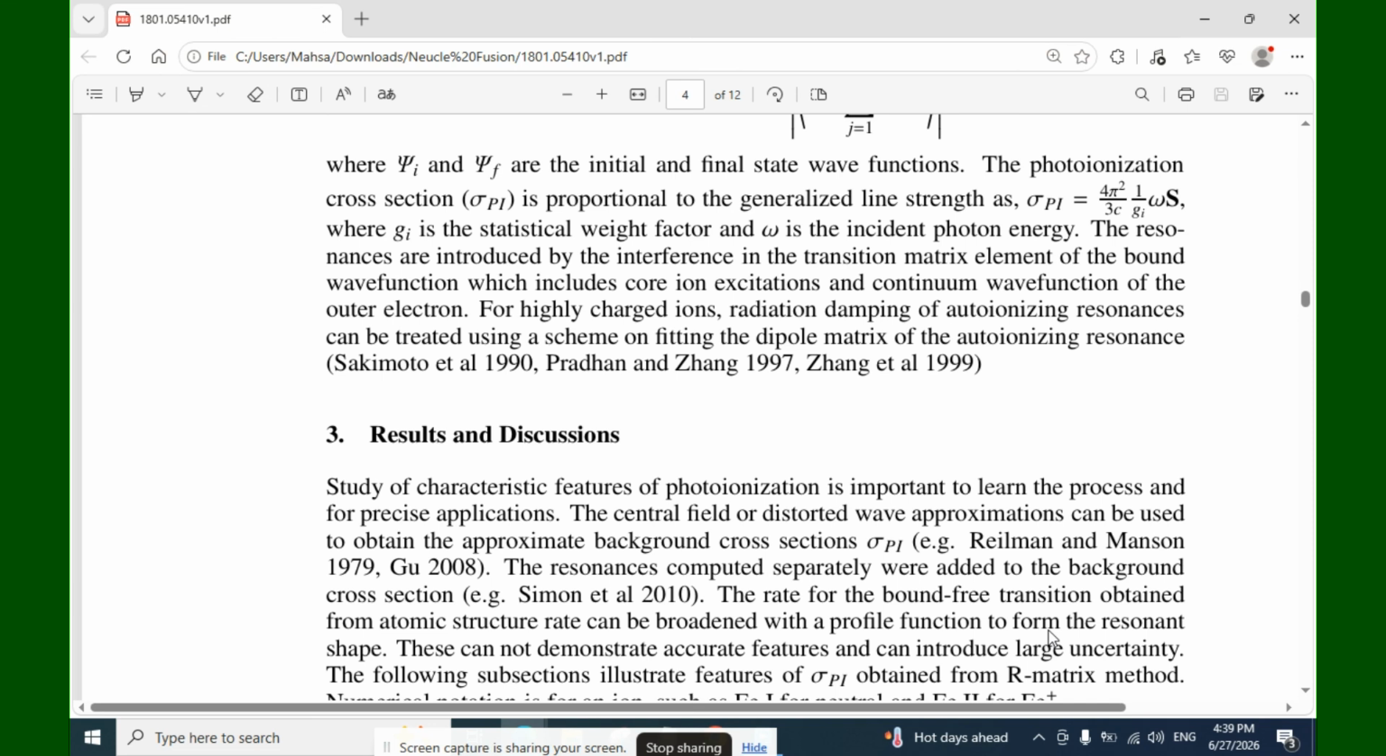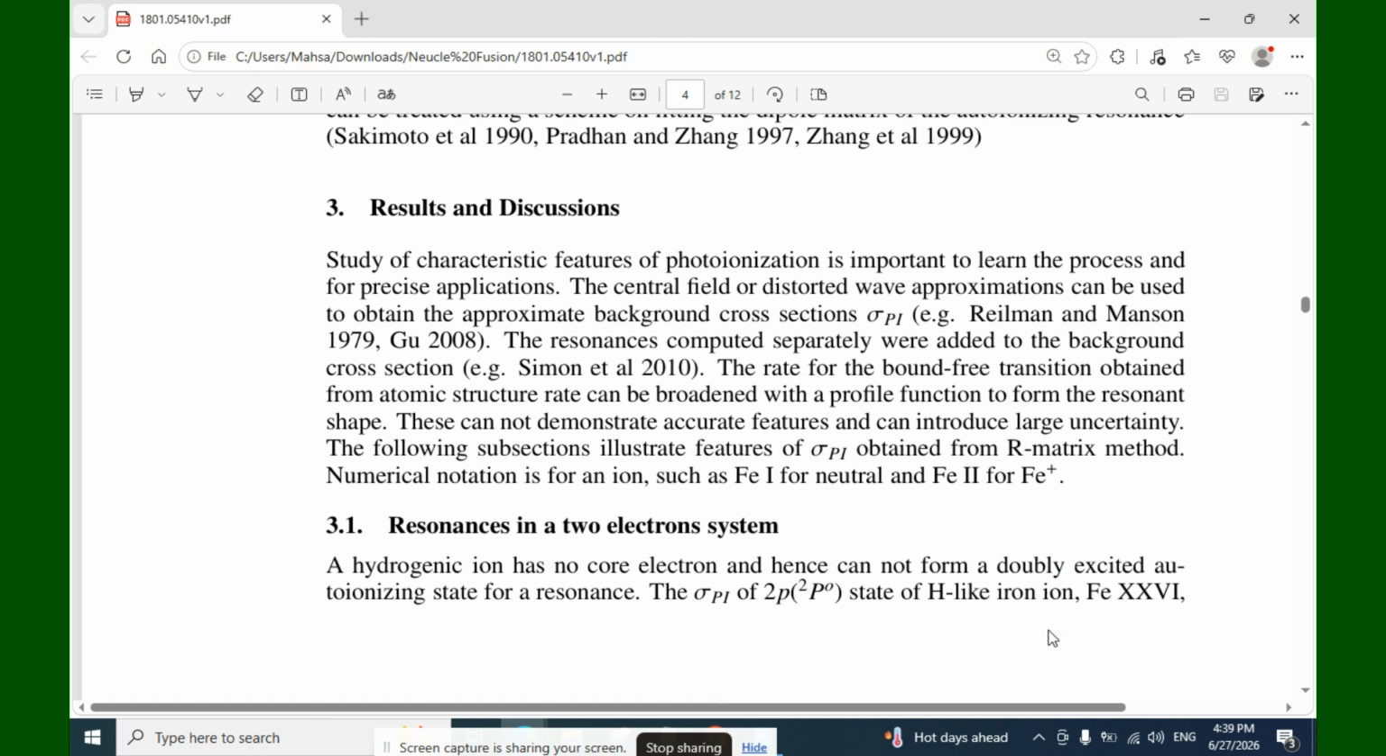Now I want to go through the results and discussions. The study of characteristic features of photoionization is important to learn the process and for precise applications. The central field or distorted wave approximations can be used to obtain the approximate background cross section σ_PI. For example, Reilman and Manson in 1979.